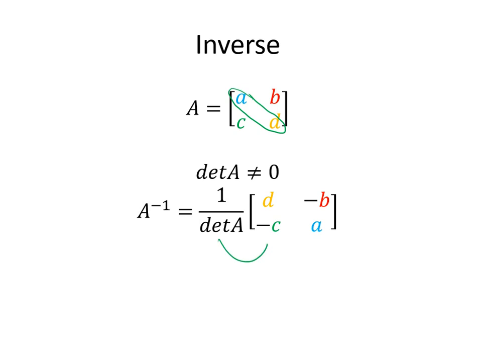So if you ever get a determinant of 1, it's super easy to do that. But now you see why it makes sense that you can't get a determinant of 0 for it to work, because you would get 1 over 0, which isn't possible.